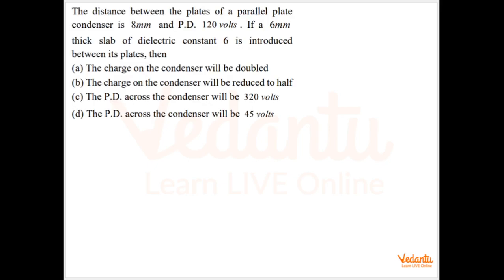In this question, my dear bachcha log, the distance between the plates of a parallel plate condenser is 8 mm and the potential difference is 120 volts. If a 6 mm thick slab of dielectric constant 6 is introduced in between, then we have to talk about the charge and the potential difference for the capacitor.